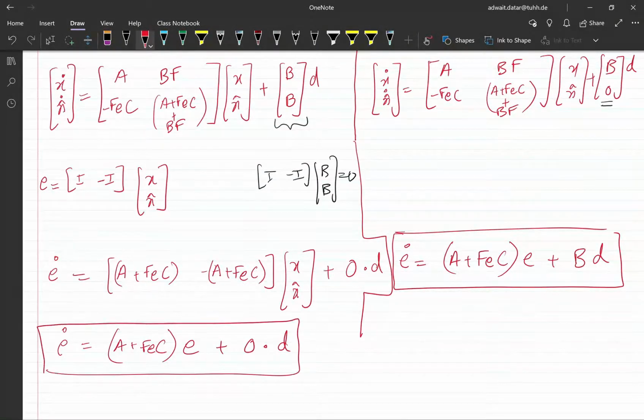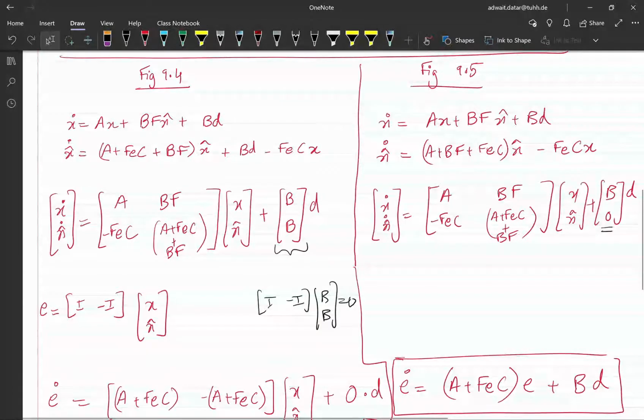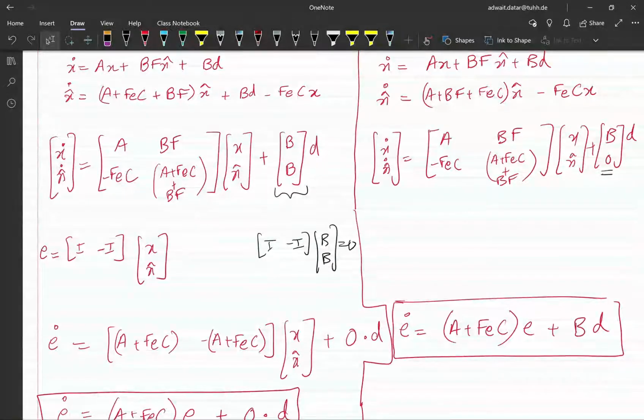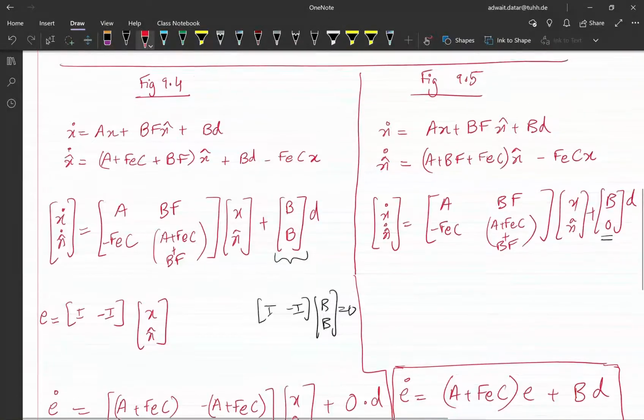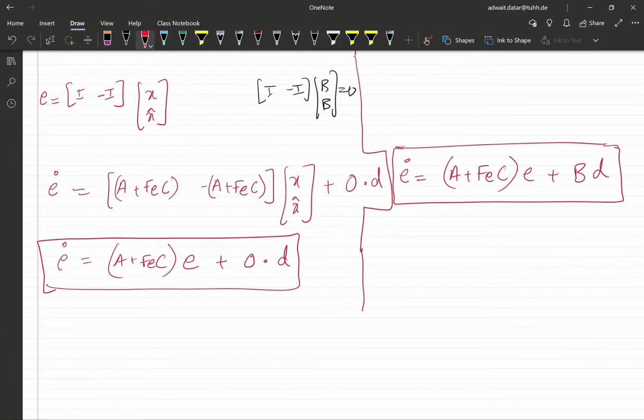And because of this, we see that the error dynamics are uncontrollable from D in the case of figure 9.4, whereas they are controllable from D in the case of figure 9.5. So in the case of figure 9.4, we will get the transfer function from D to Y the same as if in the case of state feedback.